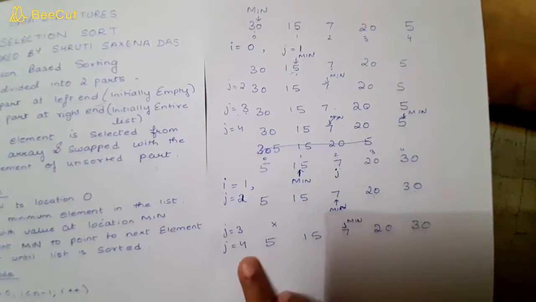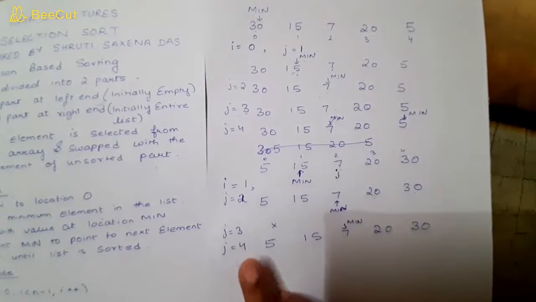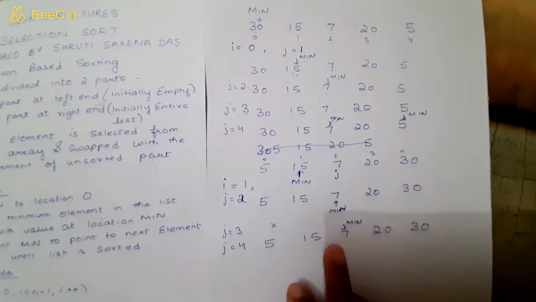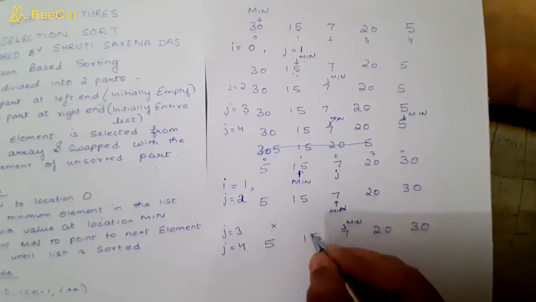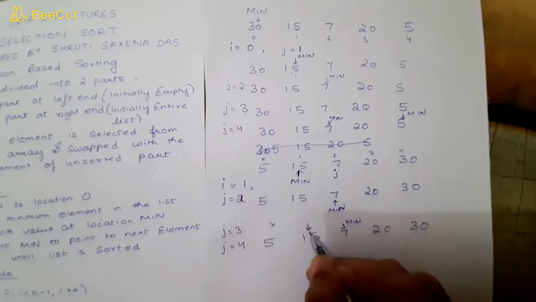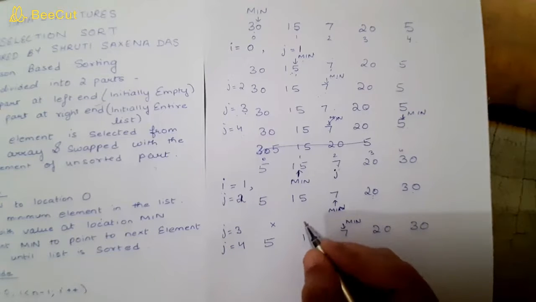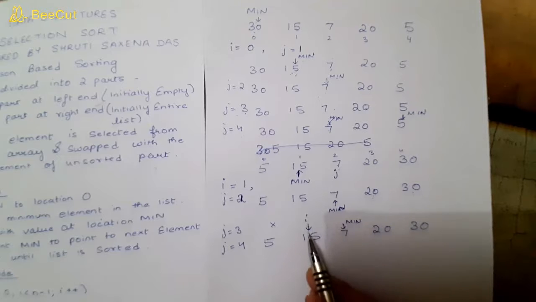So after the j loop is finished, after this iteration, what will happen is that a of i, which was 15, i was 1 in this case, so a of i was 15, a of 1 is 15. So we have to swap a of i with a of min.